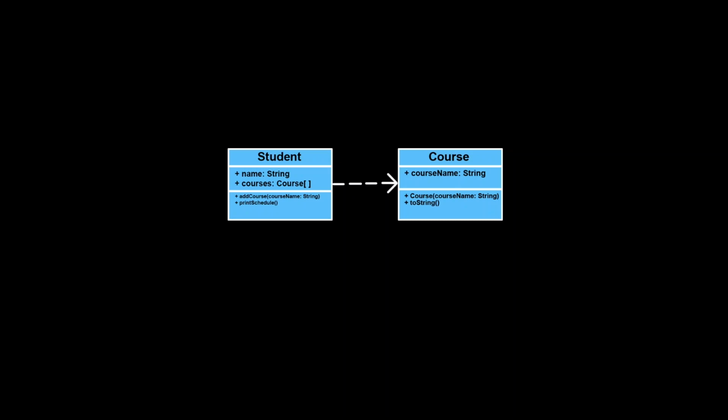In this example, we can see a couple methods that are dependent of the string class. The addCourse method of the student class as well as the constructor of the course class. And if we look at the implementation of the addCourse method of the student class, we can see that this method is dependent of the course class since a course object is instantiated within it.